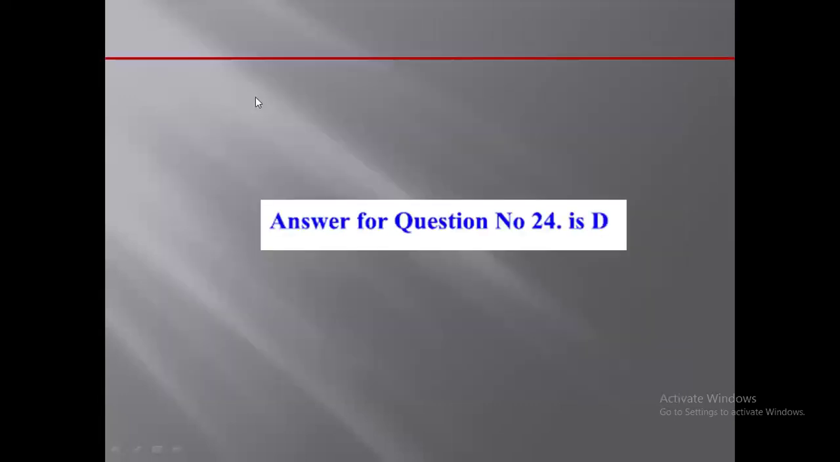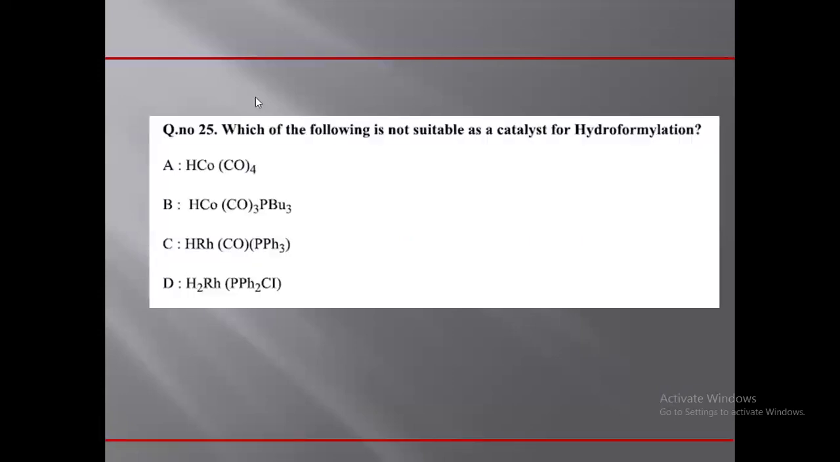Yes. Question number 25. Which of the following is not suitable as a catalyst for hydroformylation? See here, this question is very good. Why? Because the answer is here only. Hydroformylation, yes, C double bond O. You can see option number A, B, C, here all contain hydride and carbonyl groups. But option number D is Wilkinson's catalyst. Yes. So this is not suitable for hydroformylation. H2, rhodium PPh3 3 Cl.